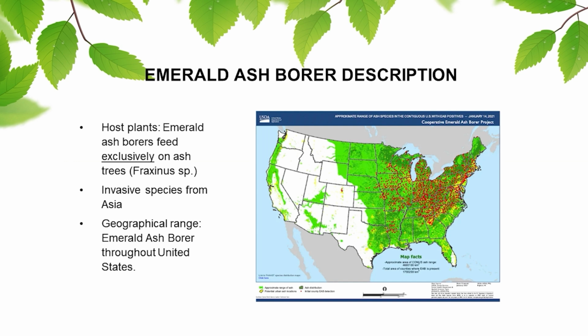In this map from January 2021, the light green areas represent the approximate range of ash, and the dark green areas represent ash distribution. The red dots are areas of emerald ash borer detection. Although primarily in the east and north, it is currently in parts of the southeastern United States also.